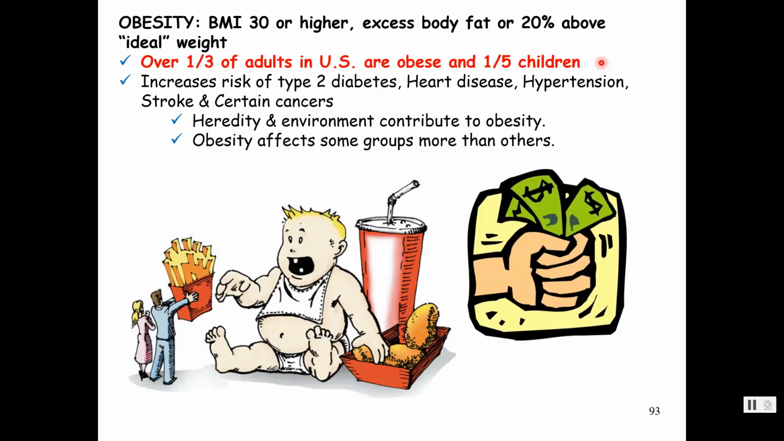We know that obesity increases the chance of type 2 diabetes, heart disease, hypertension, stroke, and certain cancers. We talked about gallbladder disease and gallstones, respiratory disease. You get apnea. And then it also causes menstrual irregularities. It is a very complex problem. So yes, there's heredity, there's environment, and obesity just affects some groups more than others.